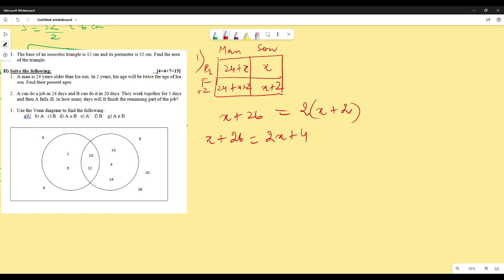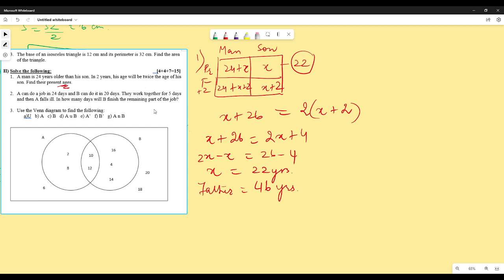We move the x to one side and the numbers to the other side. So 2x minus x, we will take x to this side and the 4 to this side, is equal to 26 minus 4. So this gives us x equals 22 years. So the son's age is 22 years, and remember you were asked to find the present ages. The son's age is 22 years and the father's age, obviously you add 24 to it, will be 46 years, right? So this should be the solution.